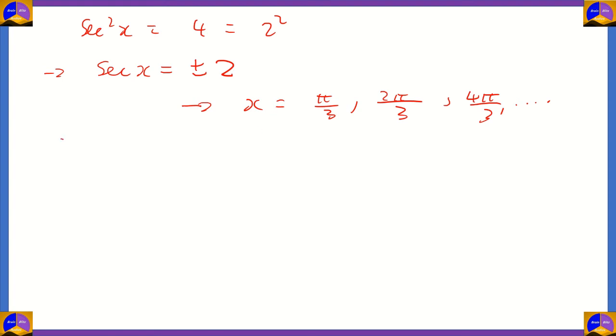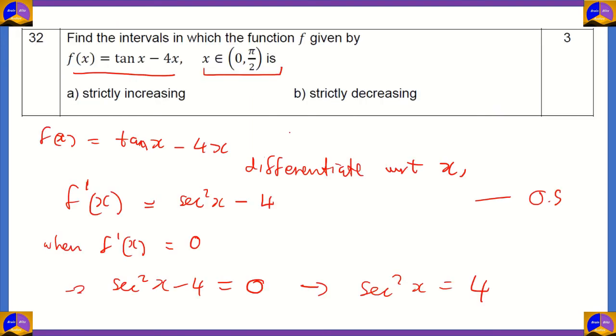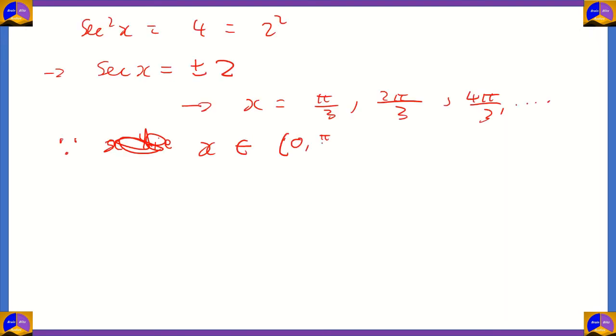Now, the problem here is that since x belongs to the open interval 0 to pi by 2, then you will need to write x as equal to pi by 3 alone to conform with the interval given. Now that will give you another 0.5 marks. So now you have x equals pi by 3.